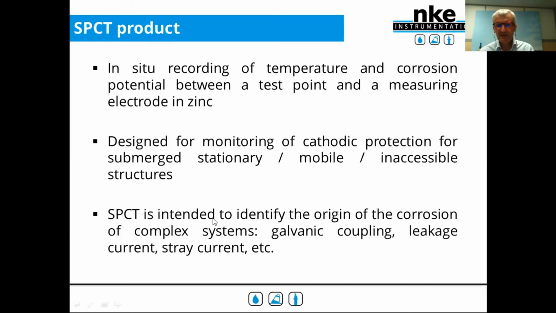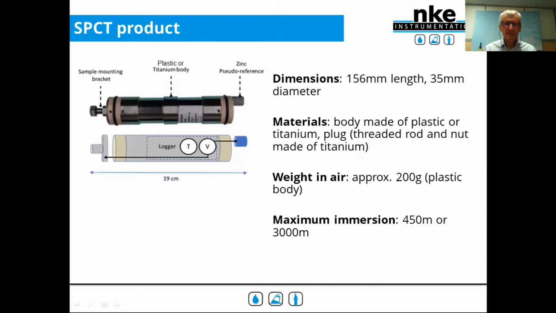The SPCT, in fact, is used to make expertise to analyze the origin of the corrosion. It could be galvanic coupling, leakage current, or stray current. So this is the SPCT.